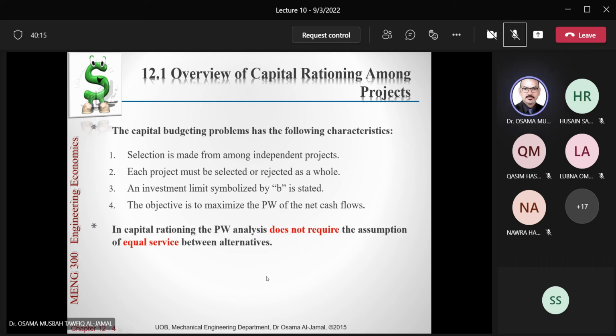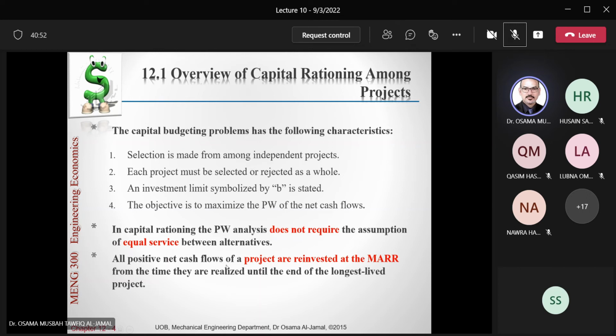In capital rationing, the present worth analysis does not require the assumption of equal service between alternatives. We said this from the beginning. It does not require the assumption of equal service between alternatives. So it doesn't matter if one is of 3 years, the other of 7 years, the third of 5 years. It doesn't matter. We're going to treat them similarly to find the present worth for them, exactly like what we practiced with equal lives.